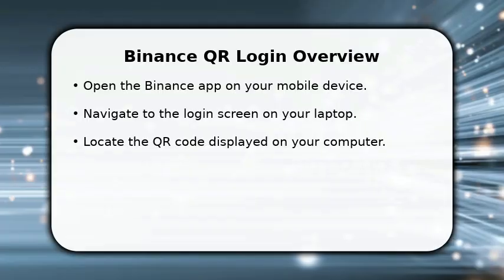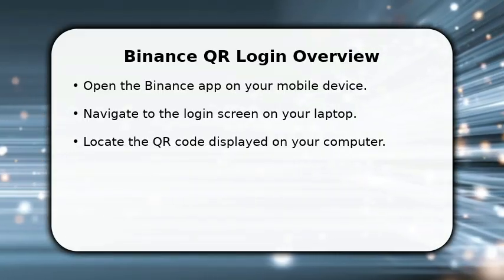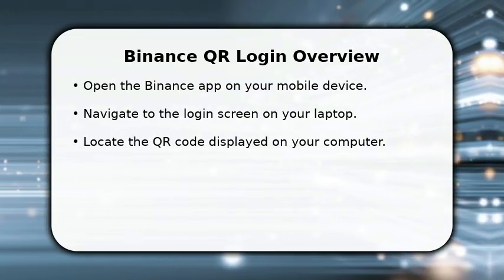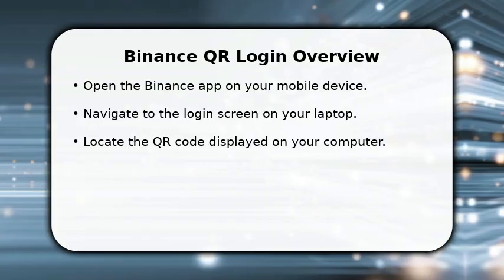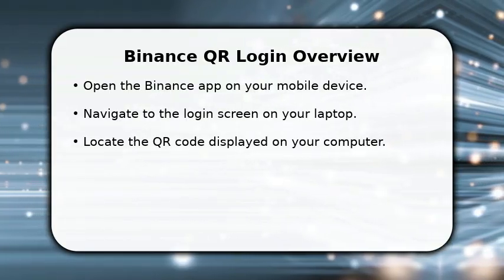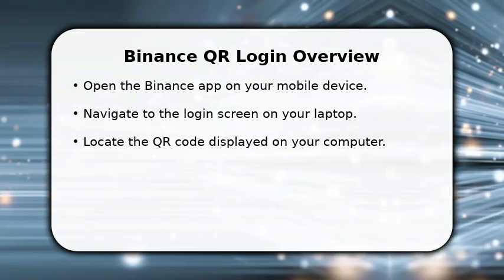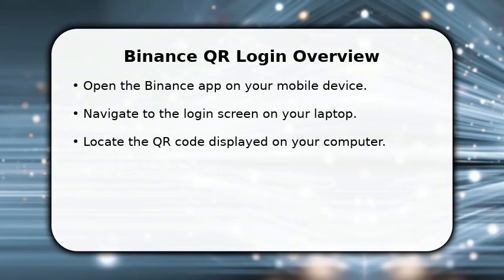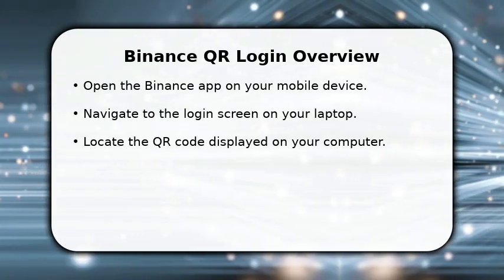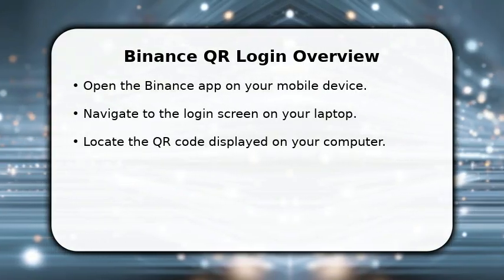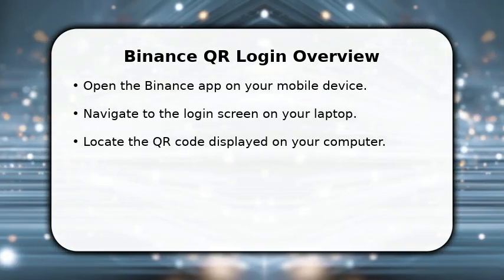In this video, I will explain how to log into Binance using a QR code on your laptop. First, ensure your Binance mobile app is open and you are logged in. Then, on your laptop, navigate to the Binance login page. You will see a QR code displayed there. Prepare your phone to scan this code, making sure your camera is ready. This method offers a quick and secure way to access your account.